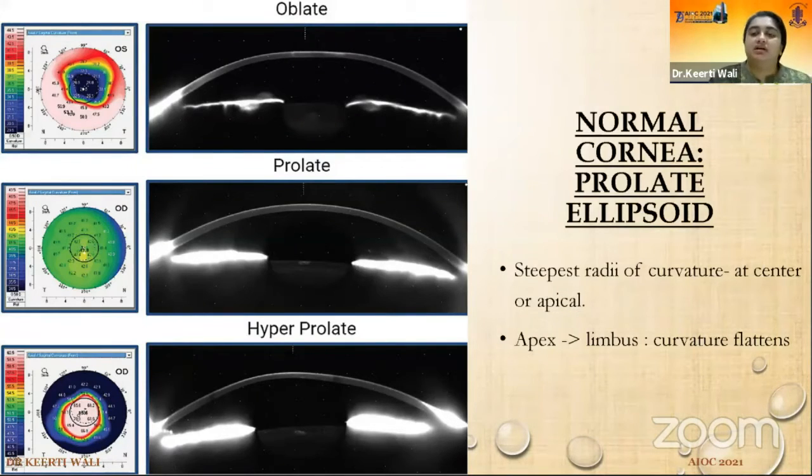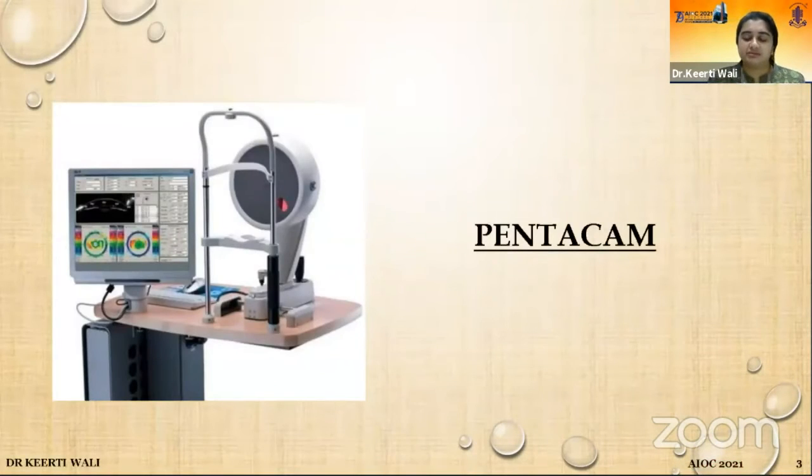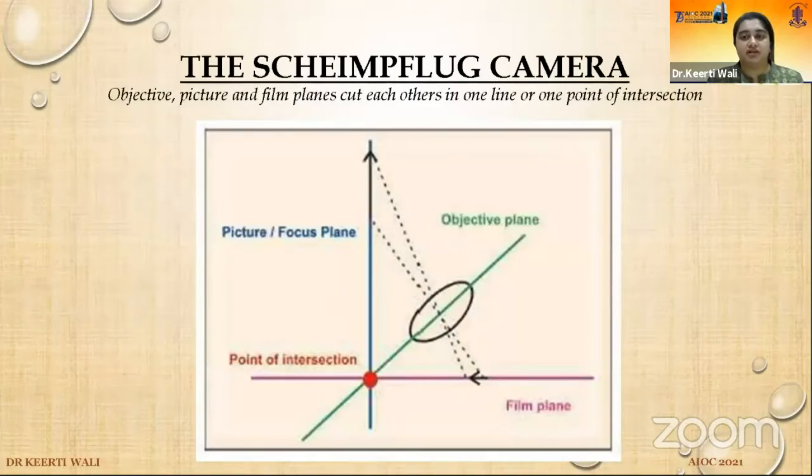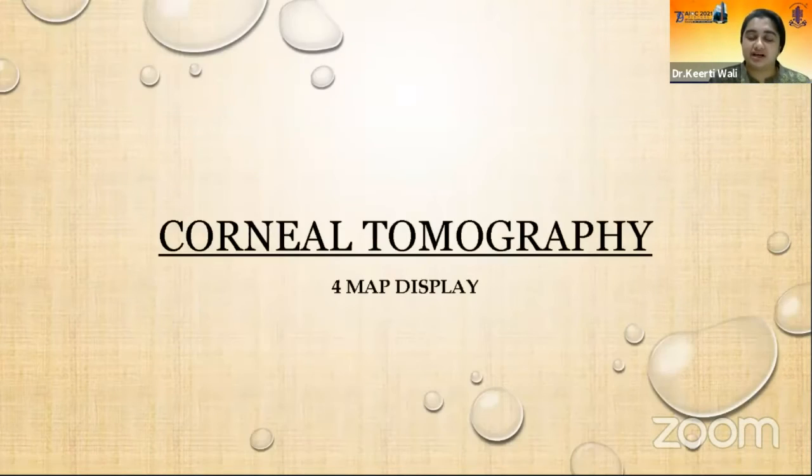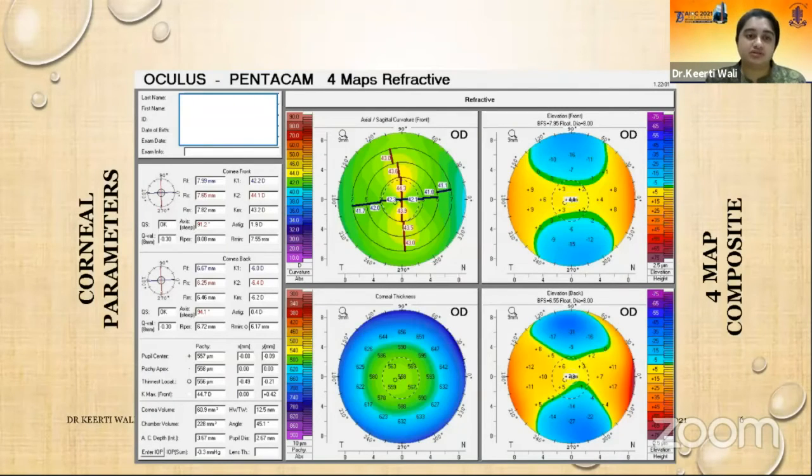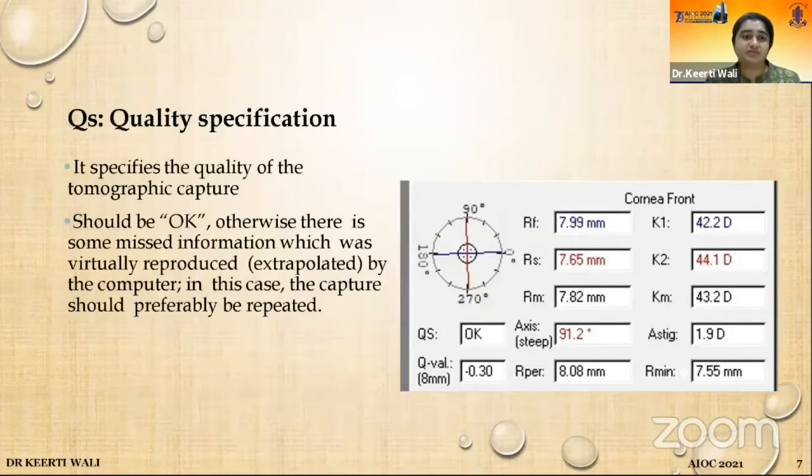Okay, thank you. So as we go from the apex to the limbus, the curvature flattens. Pentacam is a modern corneal tomograph which uses the Scheimpflug camera principle to take anterior segment images and gives us the corneal tomography, which is a four-map display. When we see this report, it shows us the four-map composite on our right-hand side and corneal parameters on our left side.